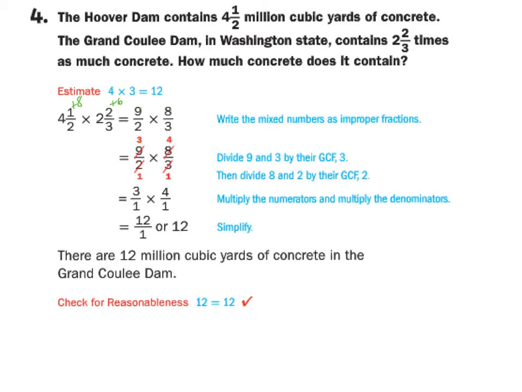Then the book company already looked at the 9 and the 3 and knew that the greatest common factor we could divide them both by is 3. So 3 divided by 3 is 1, and 9 divided by 3 is 3. And the 2 and the 8 can both be divided by 2, so 2 divided by 2 is 1, and 8 divided by 2 is 4. So when we get it all simplified out, we get 3 over 1 times 4 over 1. So 4 times 3 is 12, 1 times 1 is 1, and 12 divided by 1 is 12.